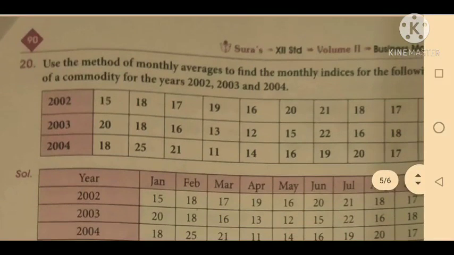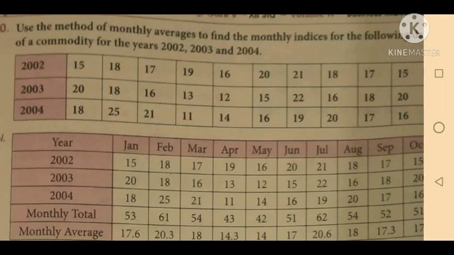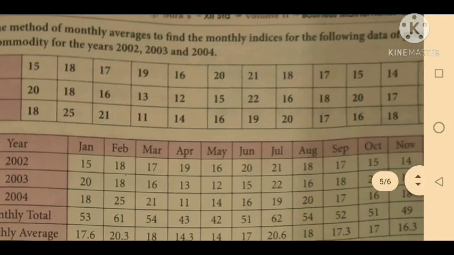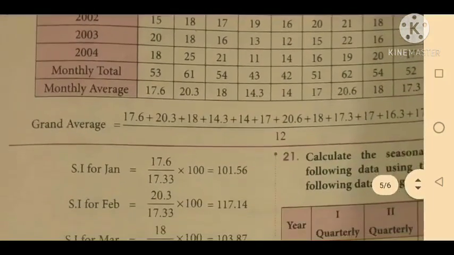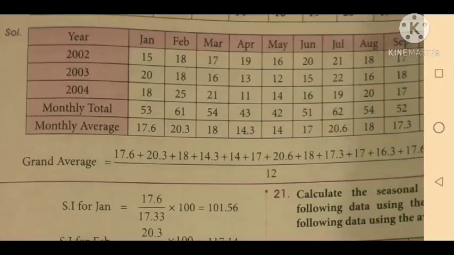The next one is use the method of monthly average to find the monthly indices for the commodity for year 2002, 3, 4. Here they are asking about monthly indices. So write the year. Okay. So January month, February, as well as likewise you write all the months one by one up to December. Okay. Then find the grand average. For example, the monthly total is given as, for January you add the total, it is 53. February likewise you add up to December. Then monthly average means 53 divided by 3, that is 3 months. Okay. Then 61 divided by 3.